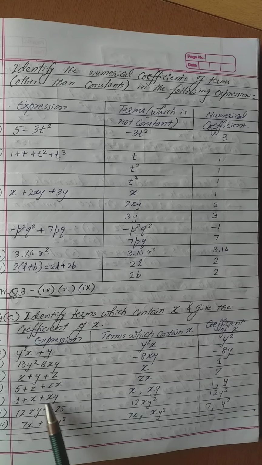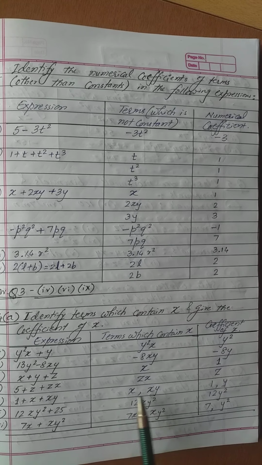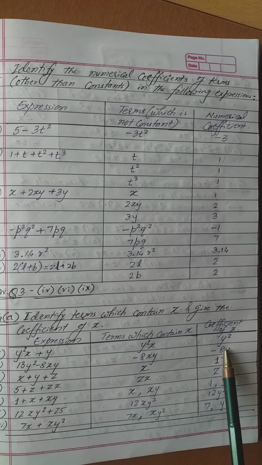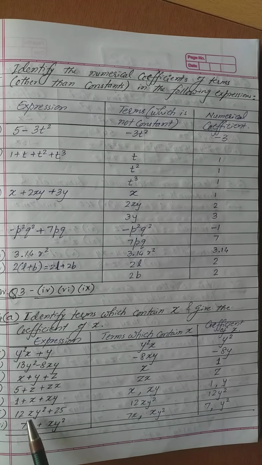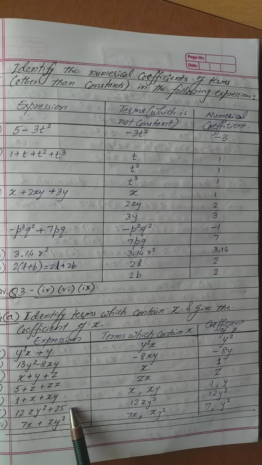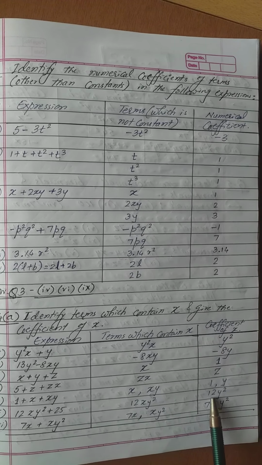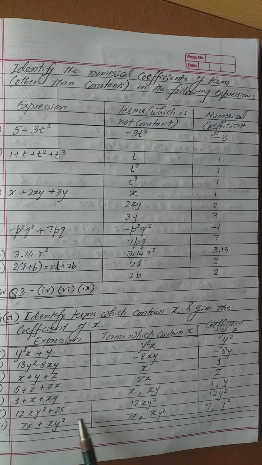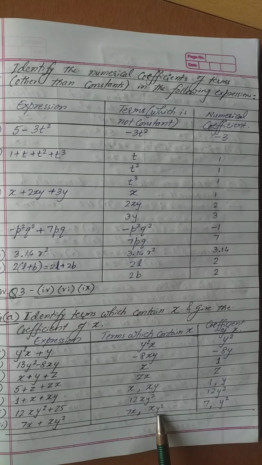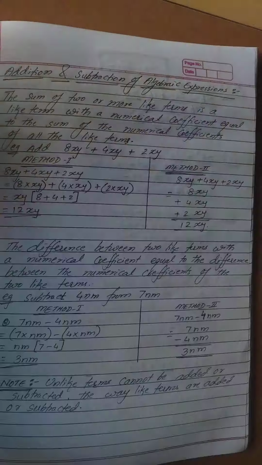Fifth, 1 plus xy. Here there are two terms which contain x. First is x and second is xy. So the coefficient accordingly of x is 1 and of xy is y. Sixth, 12xy square plus 25. So the term which contains x is 12xy square. Accordingly its coefficient will be 12y square. Seventh, 7x plus xy square. So the terms which contain x are 7x and xy square, and the coefficients of x are 7 and y square.